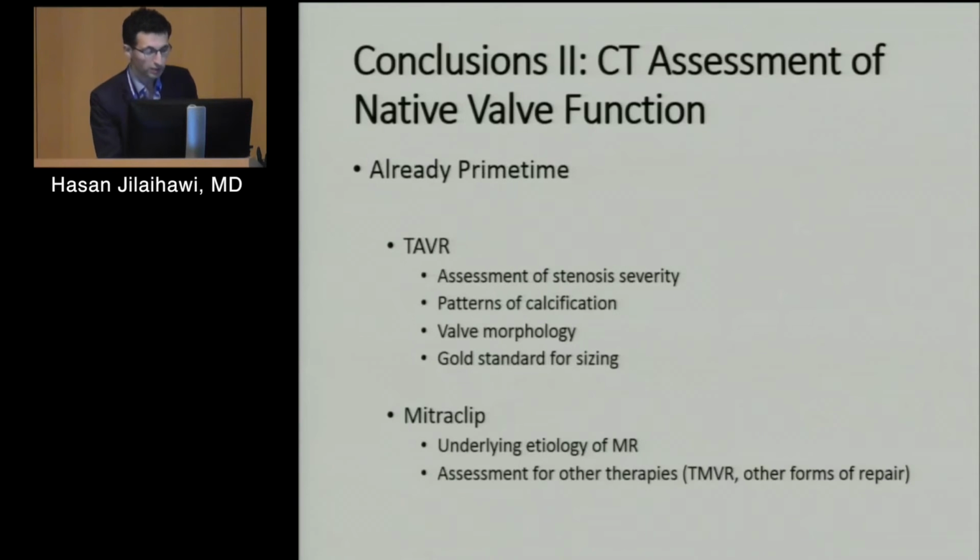It's already prime time, so we're using it in a busy TAVI practice. We're using it to assess stenosis severity. We're using it for further understanding the patterns of calcification in the setting of that stenosis. We're looking at valve morphology, and we also have the benefits, the gold standard for sizing, at least in our opinion.